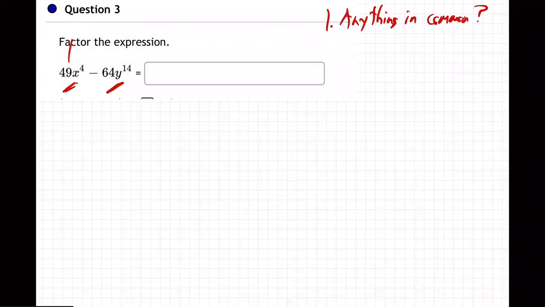Is there a number that goes into 49 and 64? No. Only thing goes into 49 is 7, and that doesn't go into 64. No. All right. Well, then that's first step. Step 2, and that's for any factoring problem, we always take out what's in common.